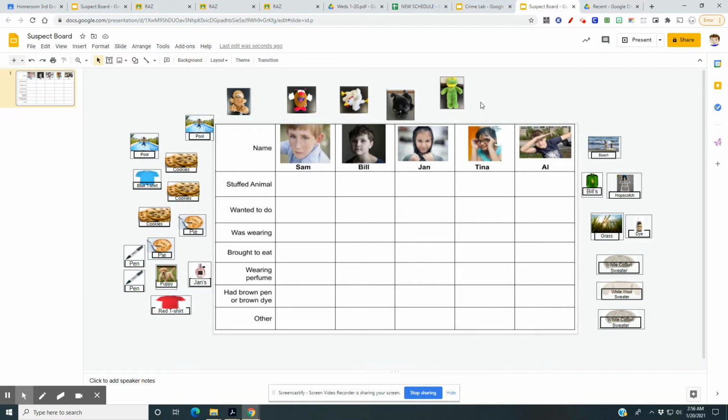It's important to know what each of these suspects was wearing. Sam was wearing a red t-shirt. Bill and Elle were both wearing white cotton sweaters. Jan was wearing a white wool sweater. Tina was wearing a blue t-shirt.